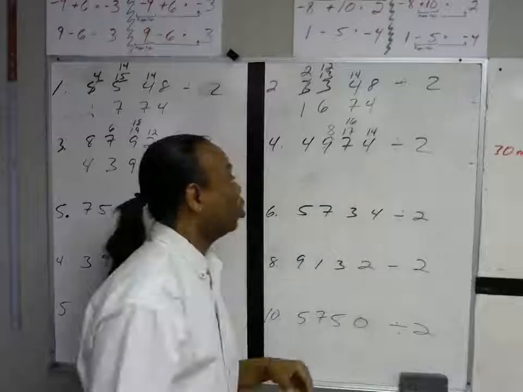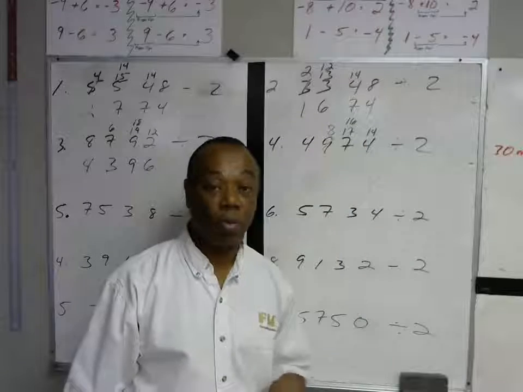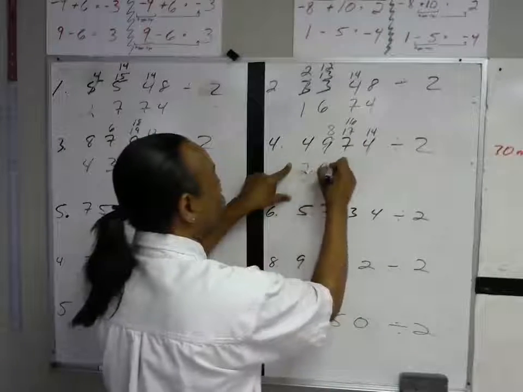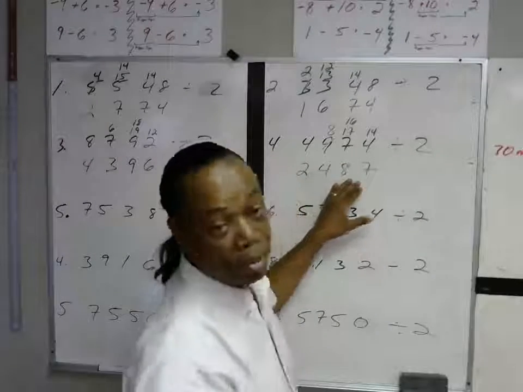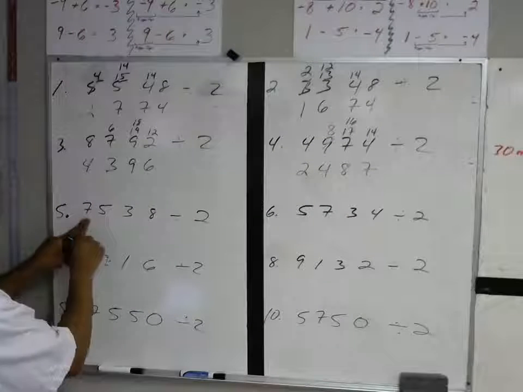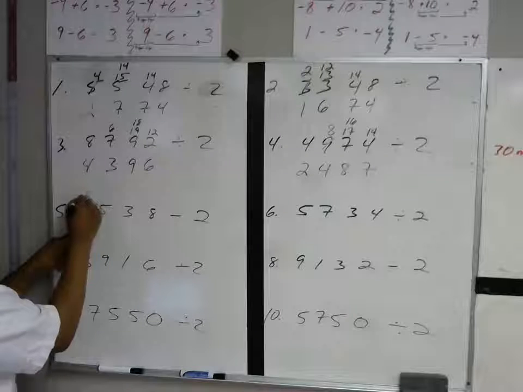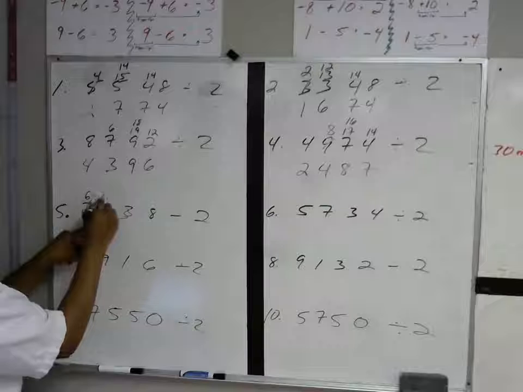Okay. So our numbers now are 4, 8, 16, and 14. We're going to take half of all those. We get 2, 4, 8, and 7 here. That's half. Let's take a look at number 5. We cannot take half of 7, so we're going to borrow 1 from it. So it makes it 6, and it turns the 5 here to a 15.